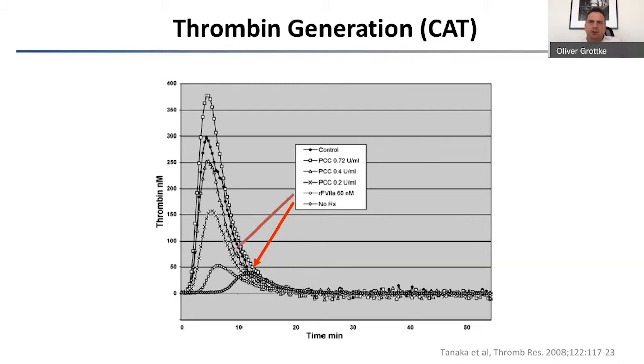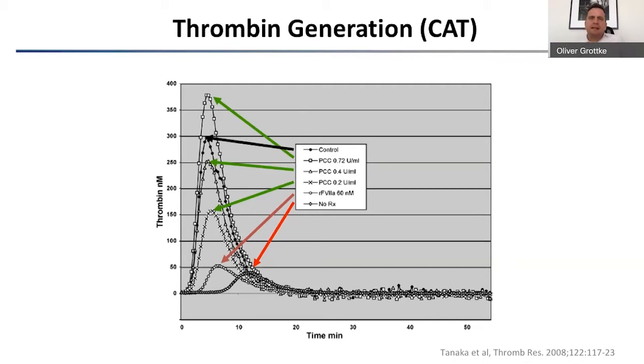After the substitution ex vivo of recombinant factor 7A, you see a shift a little bit in the lag time, but there's no difference in peak height, which means that recombinant factor 7A should not be used to restore hemostasis in warfarin-anticoagulated blood. However, if you use a 4-factor PCC, we can see nicely a dose-dependent increase in the thrombin generation curve.